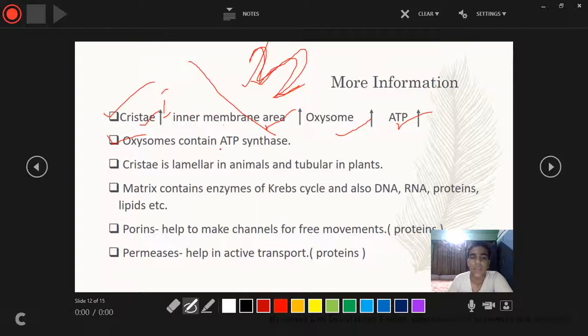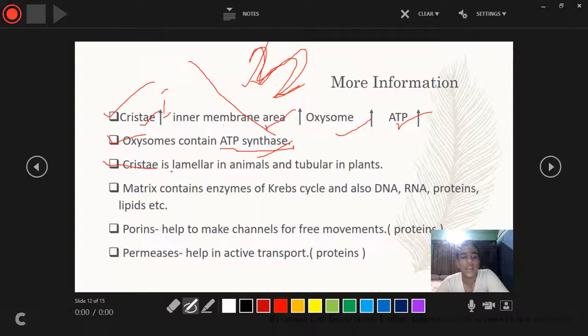This is also an enzyme. Because of this enzyme, mainly the ATP production is possible. Oxidase, I said, was in the matrix. All enzymes are required, but this is the most important. Now cristae structures are also different. They vary in number also.